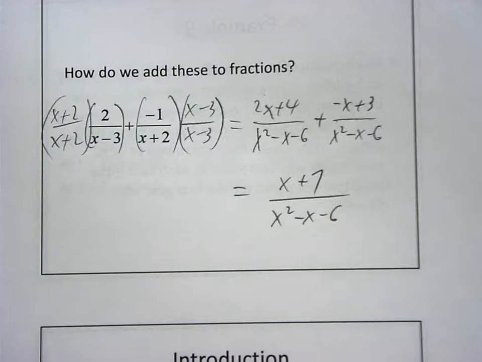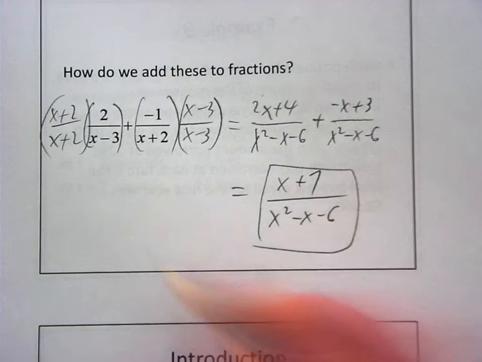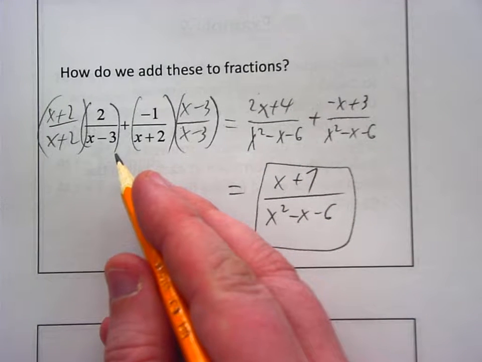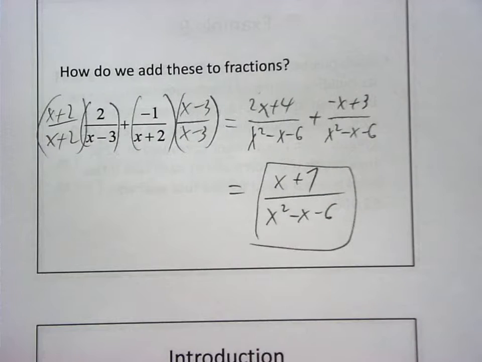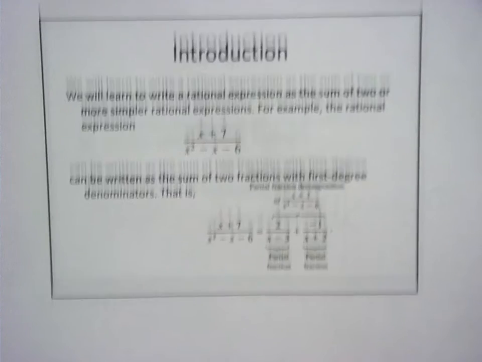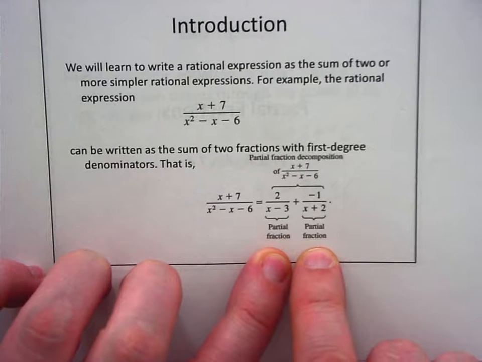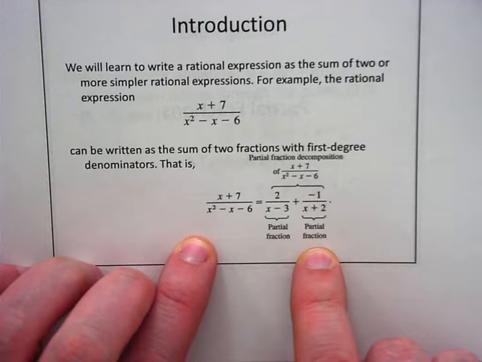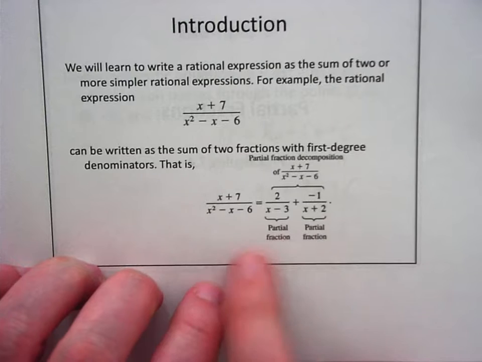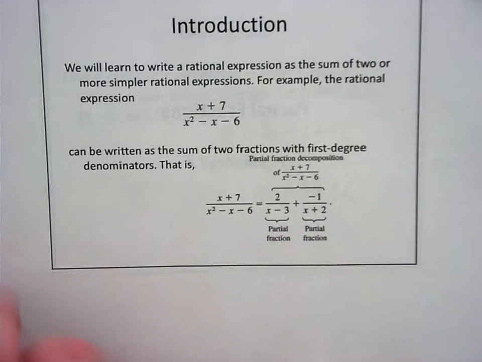So, the idea for this section is I want to take this and turn it back into this. But to peel that apart, it does take kind of a bizarre approach. These are each partial fractions of this overall rational expression. So what the process is called is partial fraction decomposition, because you're breaking it up into its component parts.